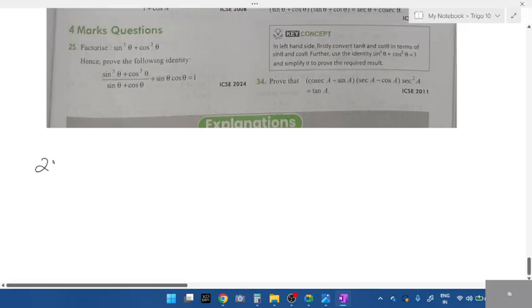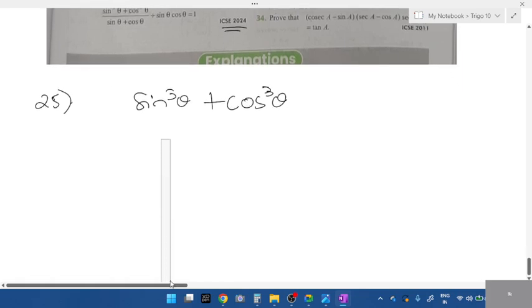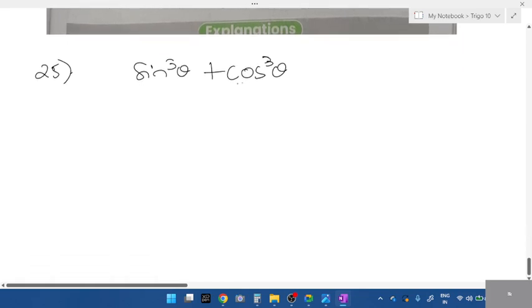Factorize. First question, 25th. Factorize sine cube plus cos cube. Write this question. It was given in 2024. Hence proof. First, we need to factorize. For factorization, just write the formula. What is sine cube theta plus cos cube theta? What is a cube plus b cube, students?